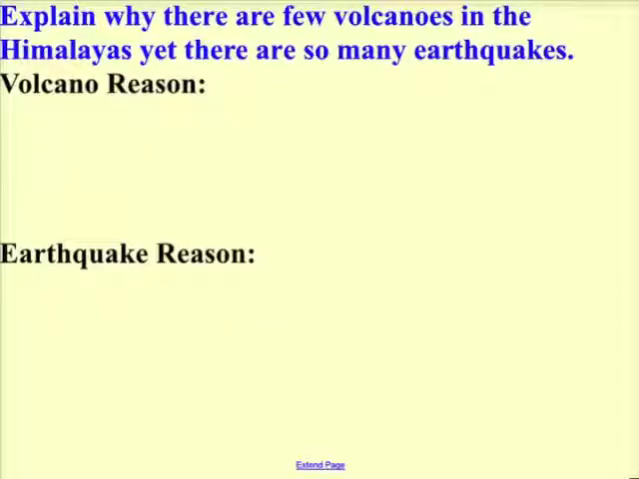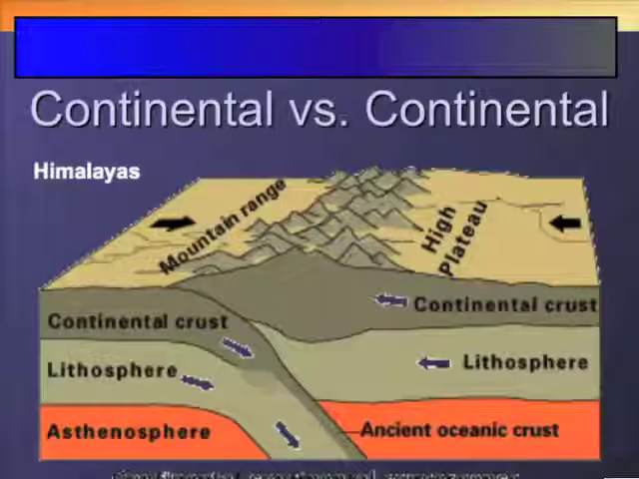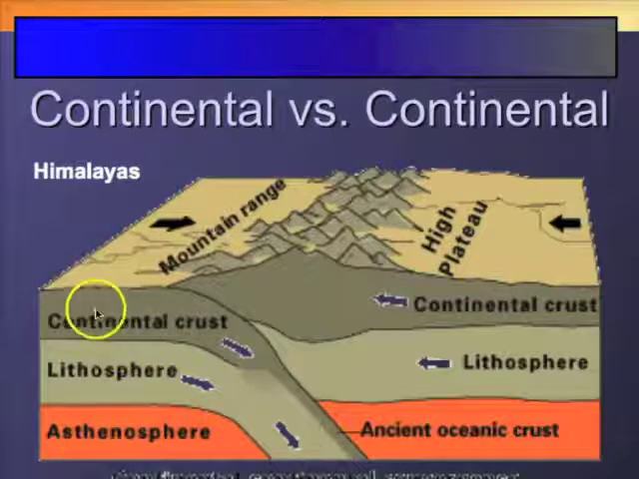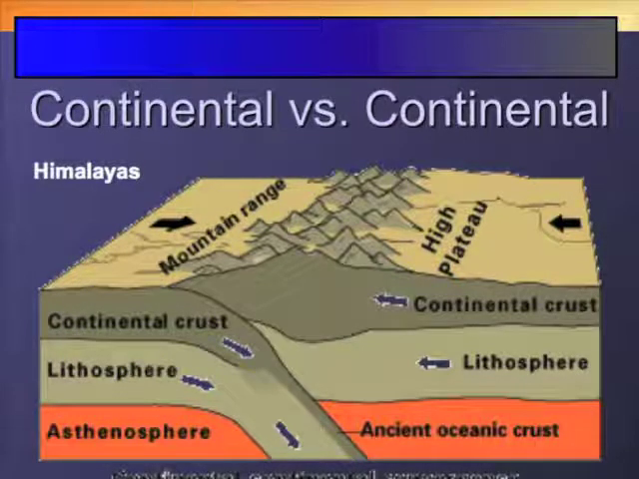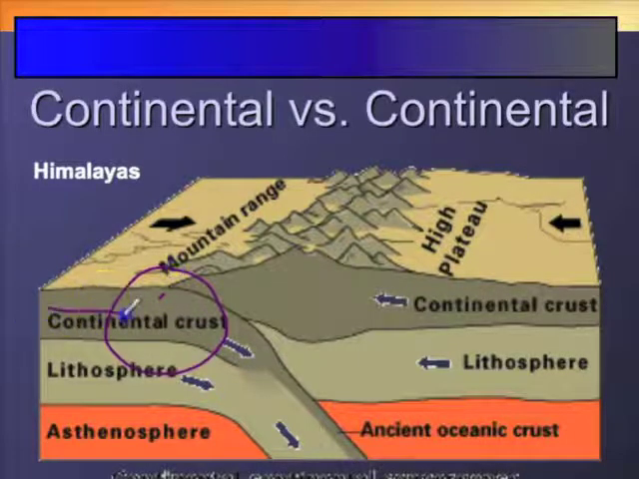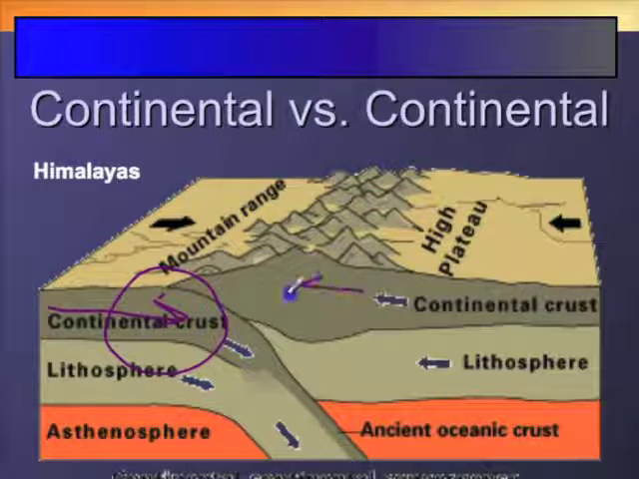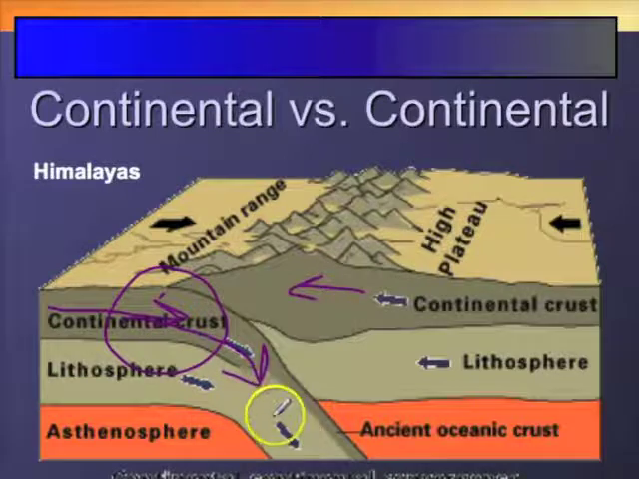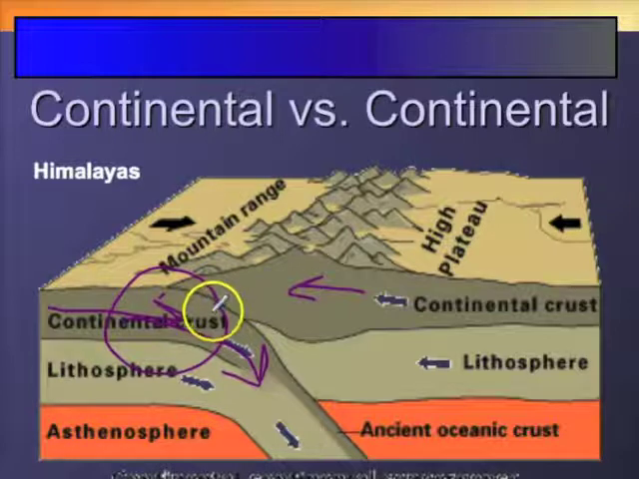Now the last question I want to go over in the review is also on the test. Explain why there are few volcanoes in the Himalayas, yet there are so many earthquakes. So let's go back to this slide. What do we know? First of all, in the Himalayas, there's two continental plates coming together right here. Now, one of the things you don't see is any subduction in this area. So a lot of what's happening is it's crumpling up, it's smashing together. Now, yeah, you do have some subduction going on, I should say that, but you're not going to have those huge trenches here that are really, really deep.